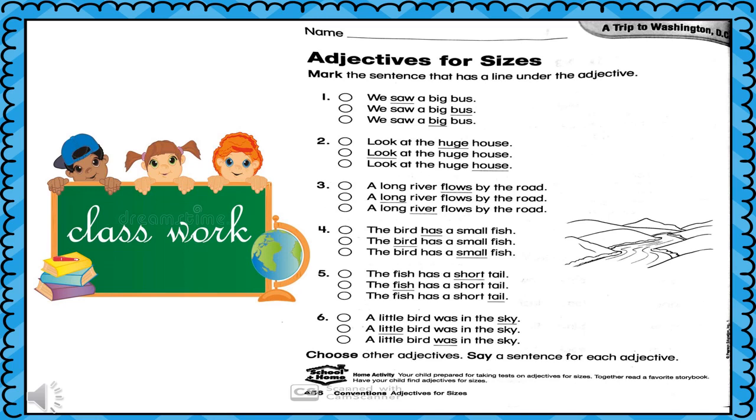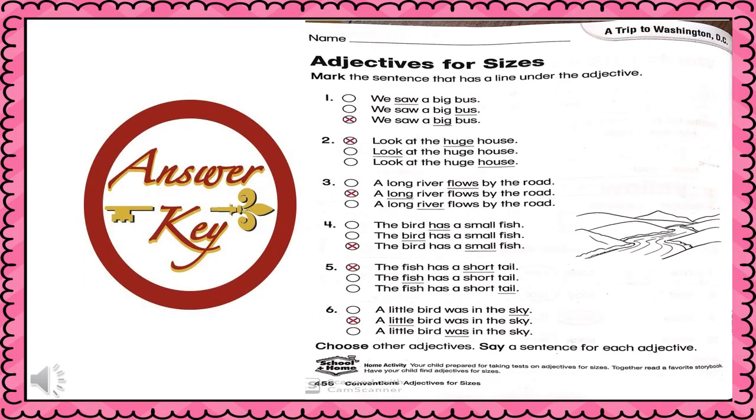Number 6. A little bird was in the sky. Sky, little, or was? Which option has a line under the adjective for size? Here's the answer key for the page. Check your answers, please. I hope your answers are correct.